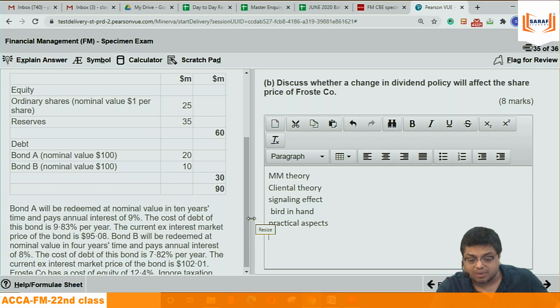If they reduce the dividend, they can communicate in advance, properly, to the shareholders why they are reducing it and what they are going to do with the money. Maybe the adverse effect will not come, otherwise it will. How much you will write is up to you.